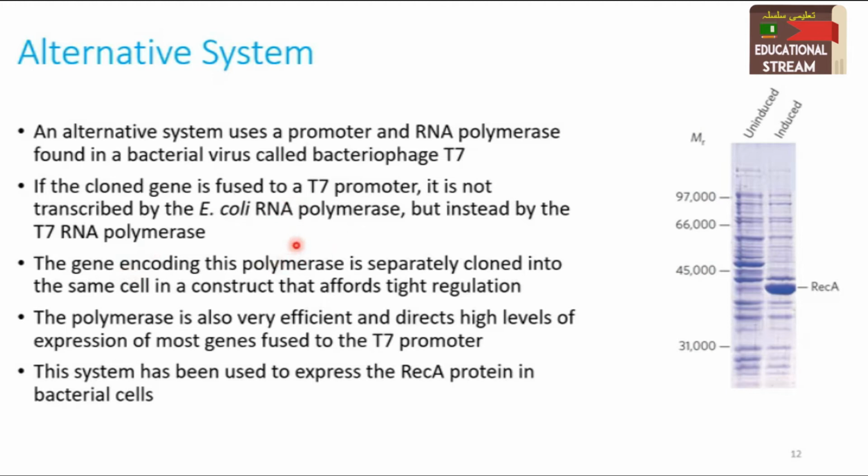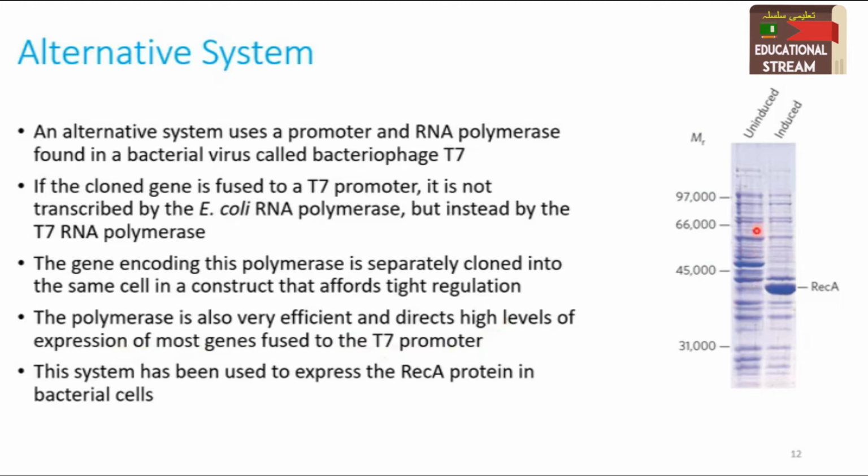which means it allows the controlled production of the T7 RNA polymerase. This polymerase is also very efficient, and it directs high level expression of most of the genes which are fused to the T7 promoter, and this promoter has been used to express the RecA protein in the bacterial cell.